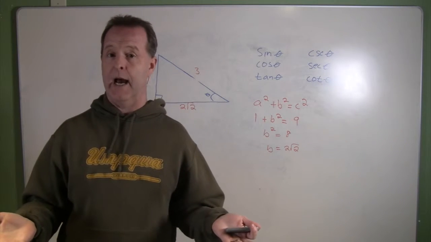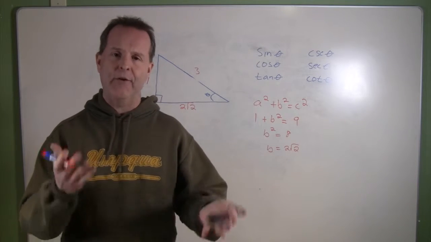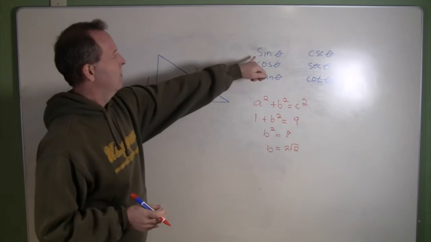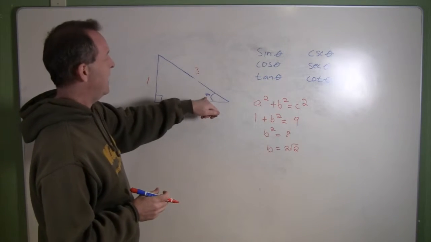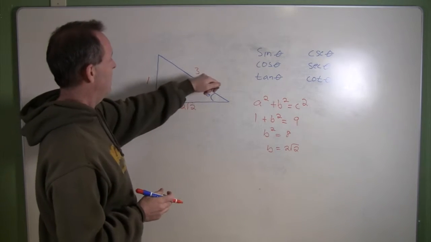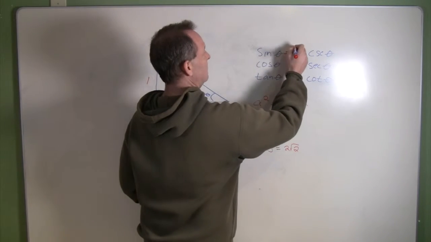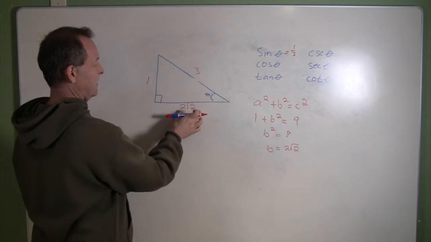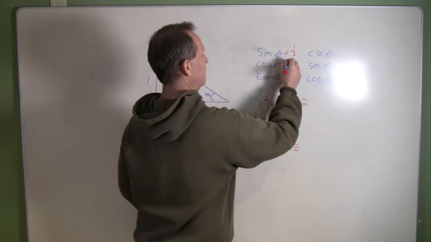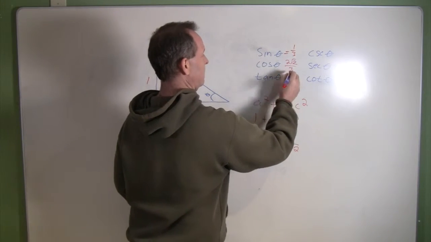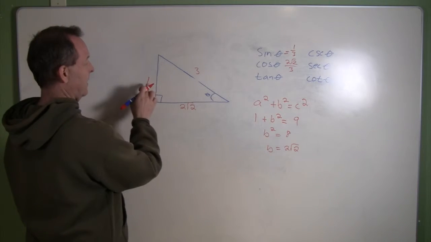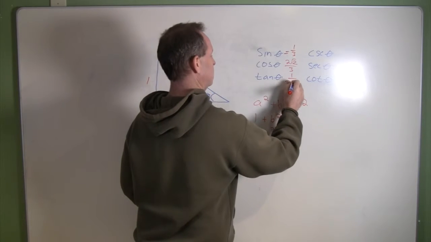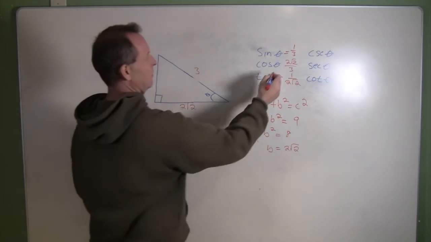So now I have all three sides. And once I have all three sides, it's just a matter of getting the correct ratio for whichever function I'm looking at. So my sine of theta, if here's theta, sine is the opposite over hypotenuse. So that's 1/3. Cosine of theta is adjacent over hypotenuse. Tangent is opposite over adjacent. Here, I'll put little equals there for you.